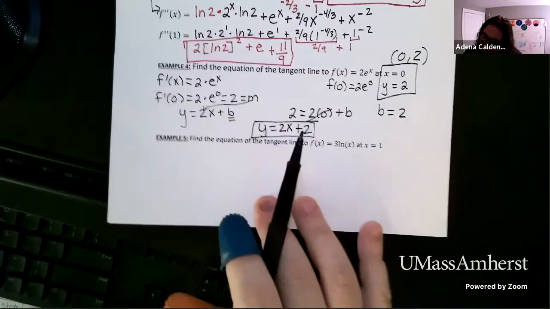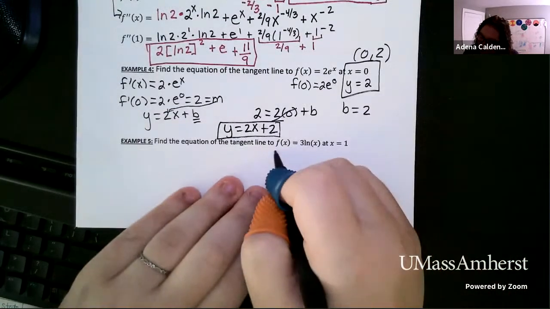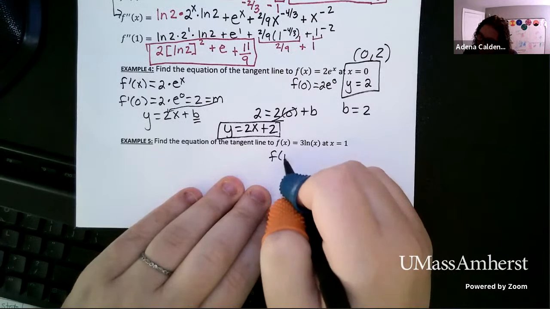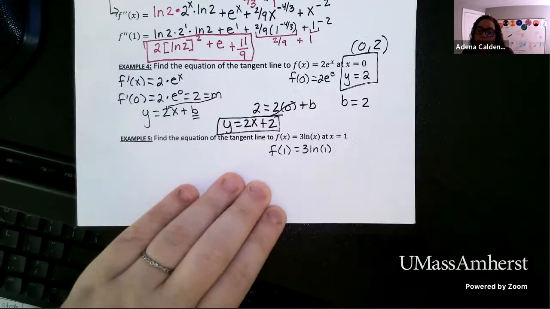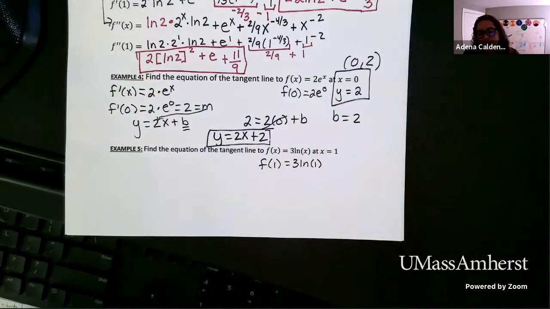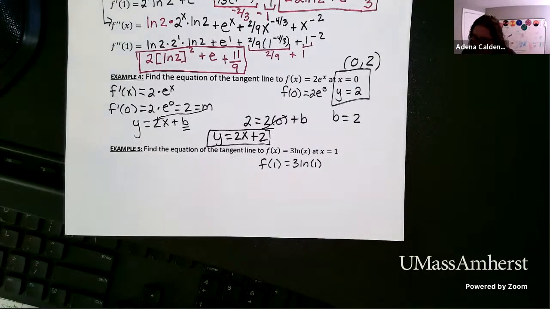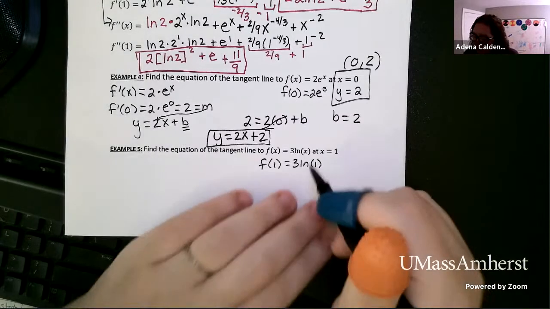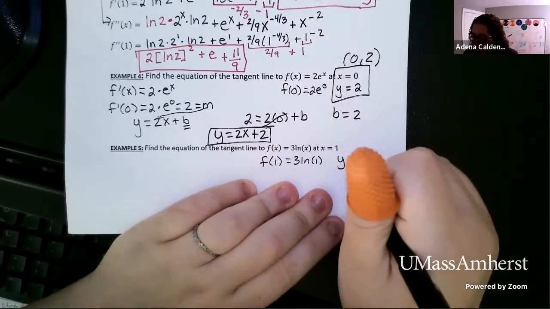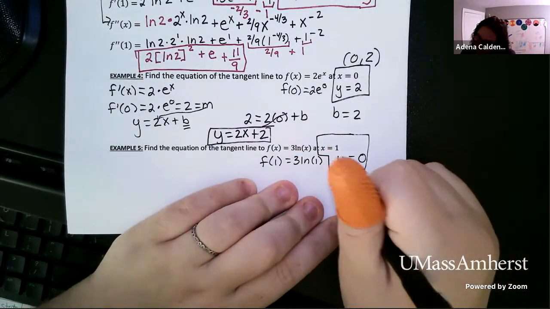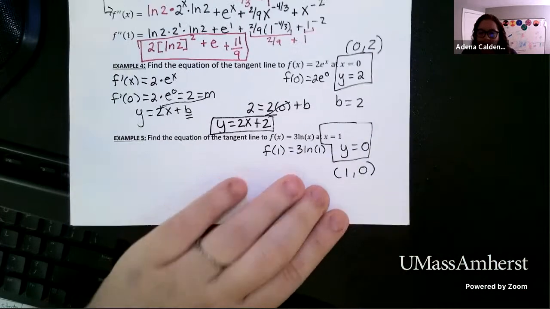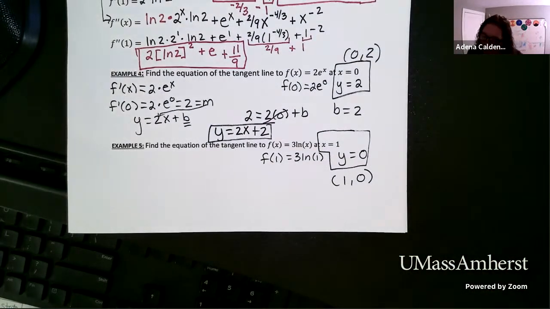So again, I need a point and a slope. So I can start by plugging my x value into the original function. Okay. So if I plug in a 1, I have 3 times the natural log of 1. The natural log of 1 is 0. That's sort of one of the other special cases of natural log. So 0 times 3 is still just 0. So now my point here is (1, 0). Okay, when x equals 1, y equals 0.